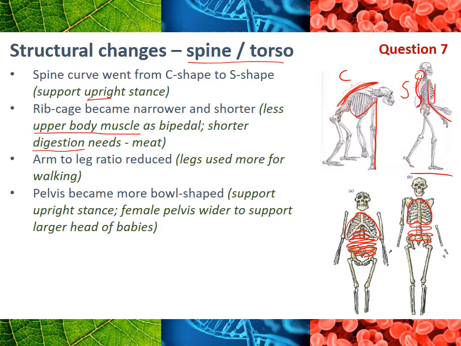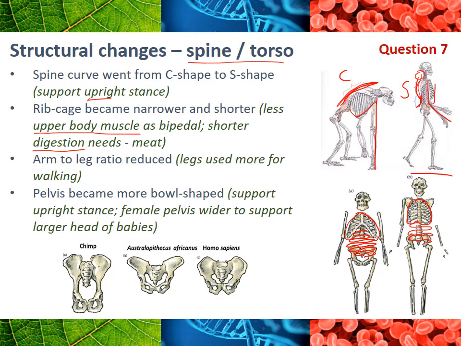The pelvis became more bowl-shaped. So if we look here, chimpanzees have a really long and narrow pelvis. There's a few reasons for that. One is the way they carry their weight. Their weight is not directly over their pelvis, it's more through their arms. And also the muscles that they have attaching to their legs are a little bit different. They're not as strong as ours.